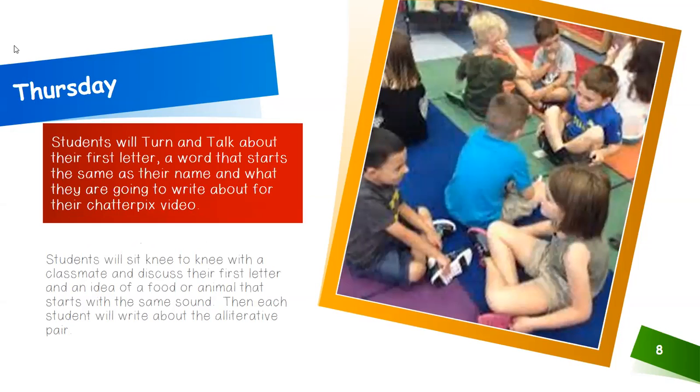Again, using cooperative learning, this strategy involves students discussing with a partner their name, what sound it begins with, and things that start the same as their name. Then they will do a writing activity where they'll draw a picture of themselves or the thing that starts the same as their name, called an alliterative pair. And so they'll do that writing in Writer's Workshop.